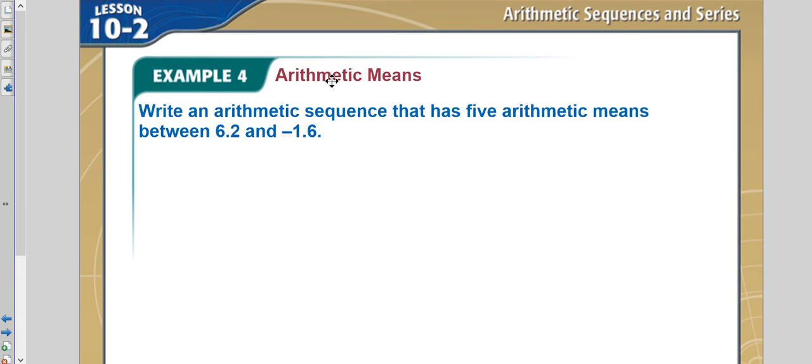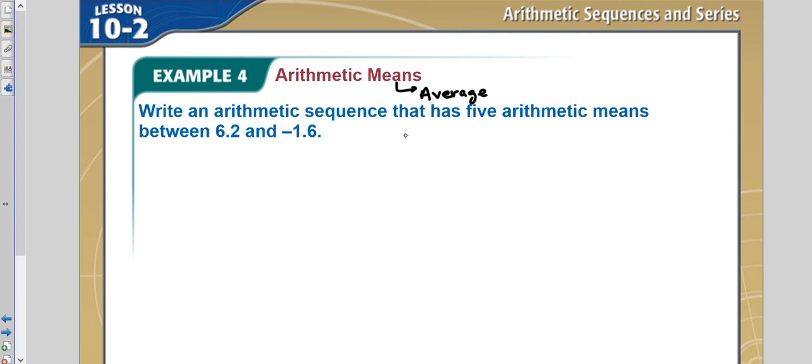All right, now we come to arithmetic means. Now, if you remember, the word means kind of means averages. So how does this work? Here's how we're going to do this. It says write an arithmetic sequence that has 5 arithmetic means between 6.2 and negative 1.6.